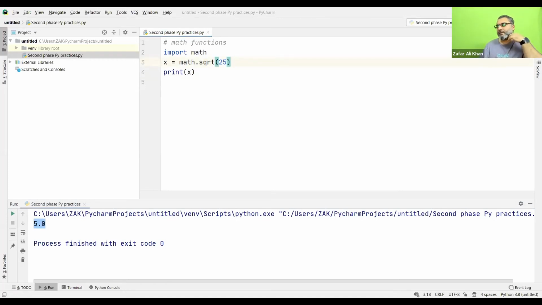Then we have ceiling and floor. Ceiling and floor is rounding up, rounding down. It is not round. It is different. ठीक है?